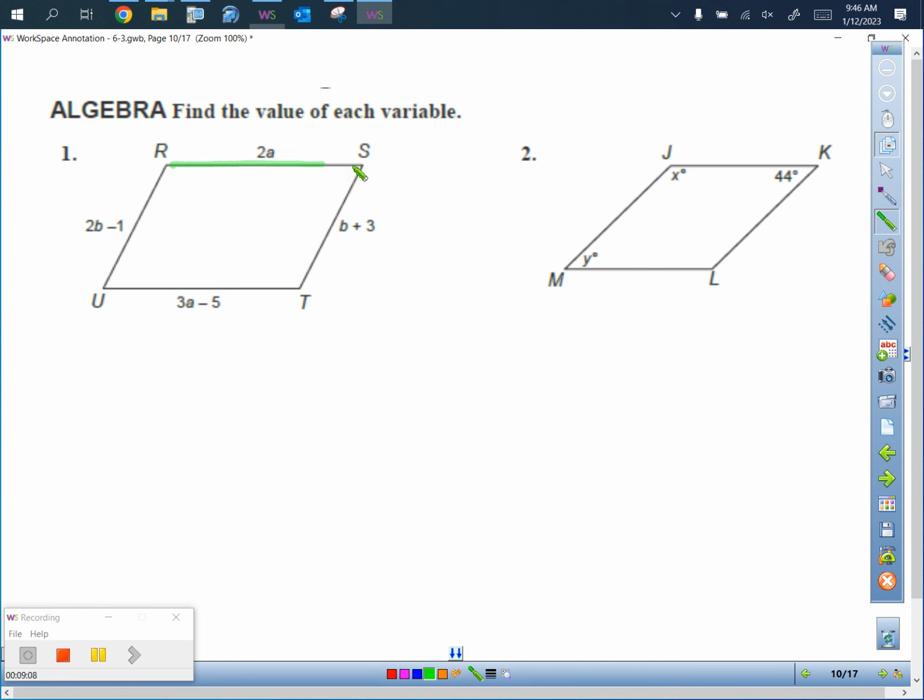Opposite sides are equal. So how do you feel about those guys right there? Shouldn't those be the same? What would you like to do algebraically to set up a scenario where I could solve for A? What do you want to do? 2A should be the same as 3A minus 5. Isn't that what that means? If opposite sides are equal, you set them equal to each other. So solve for A, please.